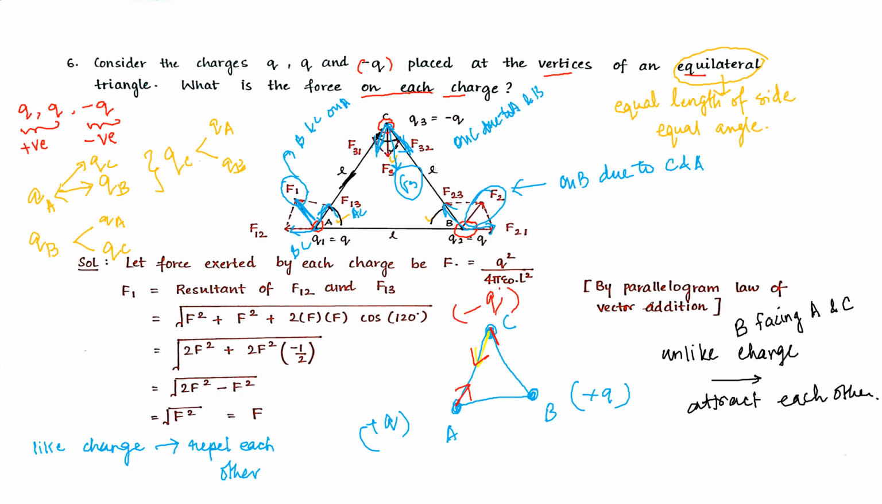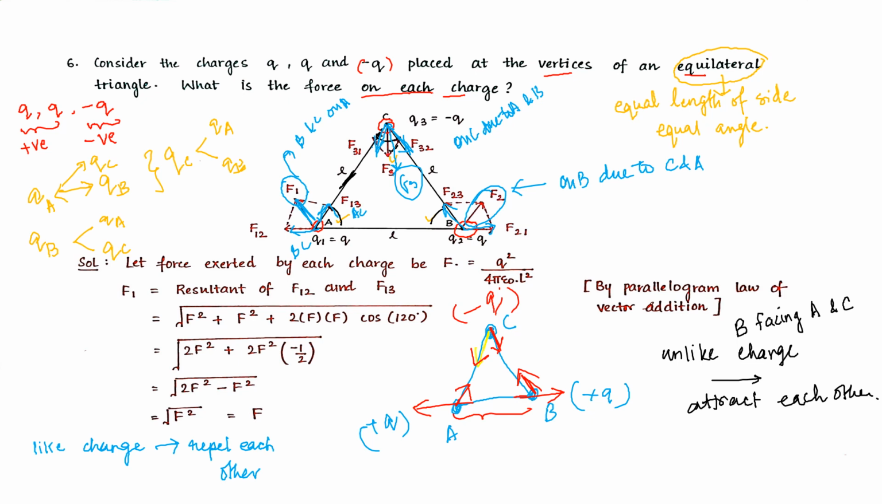Similarly, C will show force of attraction, and B will also show force of attraction in this direction. But when it comes to A and B, they are what? They are like charges. They will show repulsion. So the force will be in this direction from B to A, and from A to B the force will be in this direction.